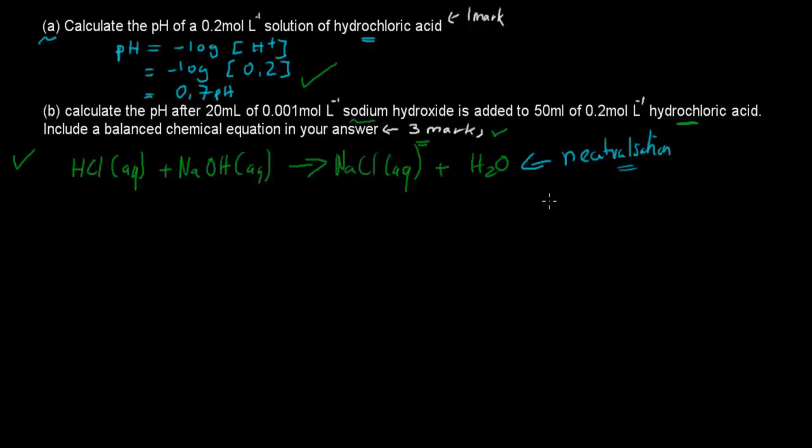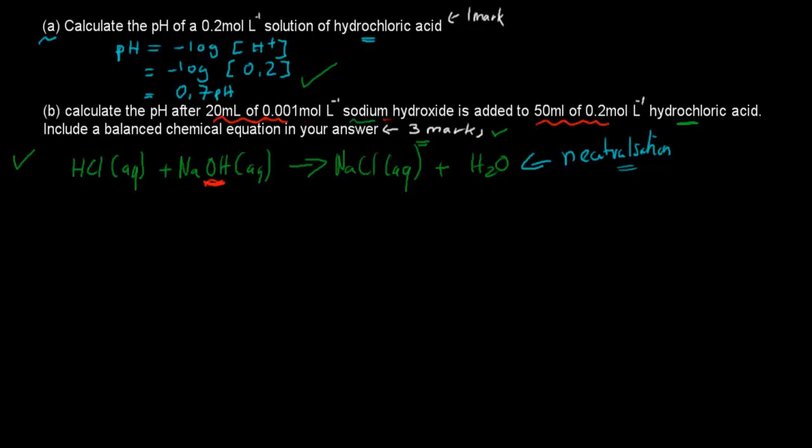And then what you need to do is figure out how many moles of hydroxide ions are in 20 mL of 0.01 molar sodium hydroxide. And we also have to figure out how many moles of hydrogen ions are in 50 mL of 0.2 moles per liter of hydrochloric acid. And how can we do that?